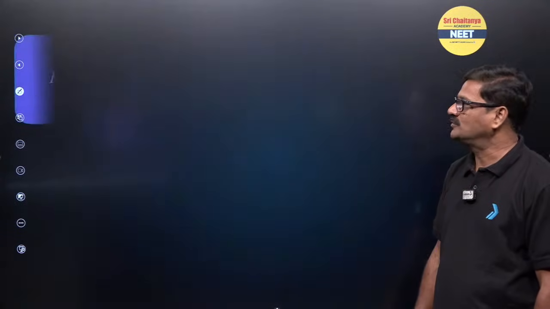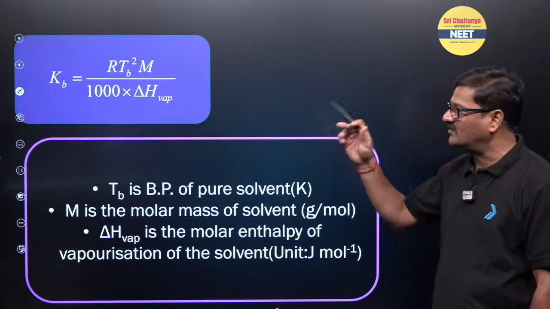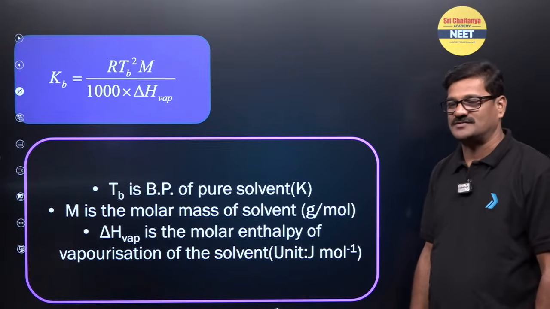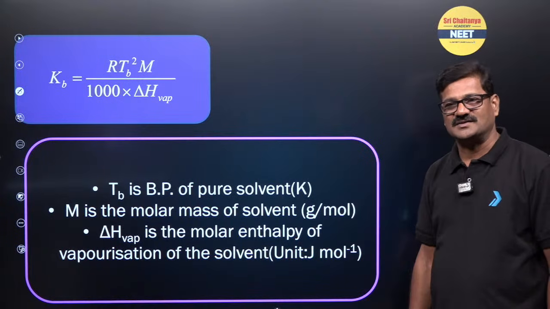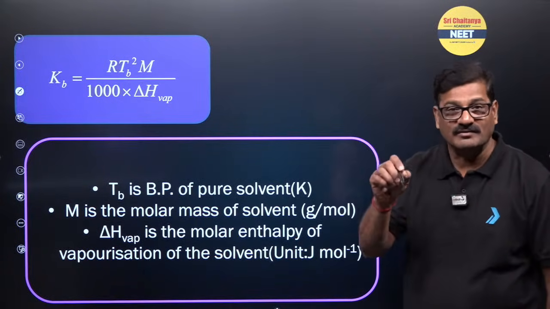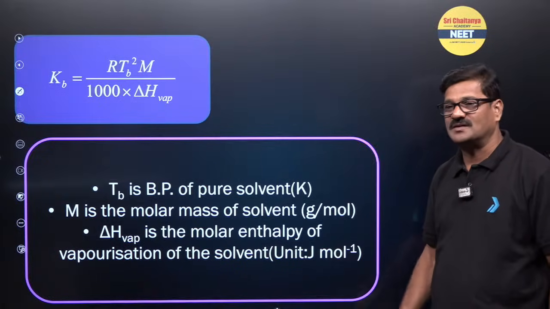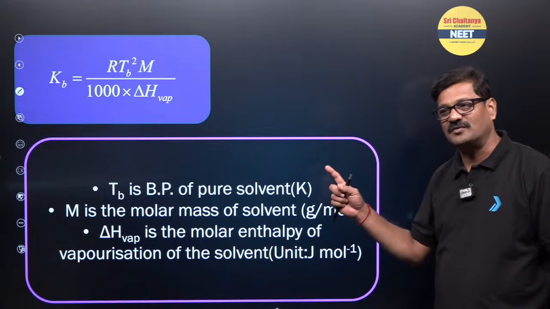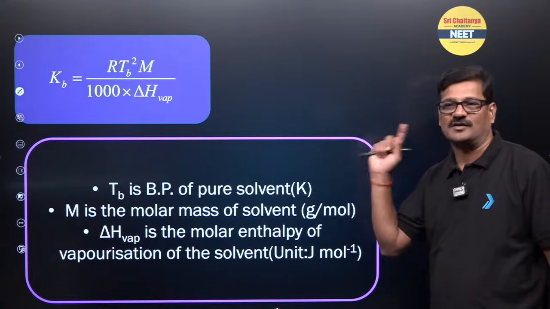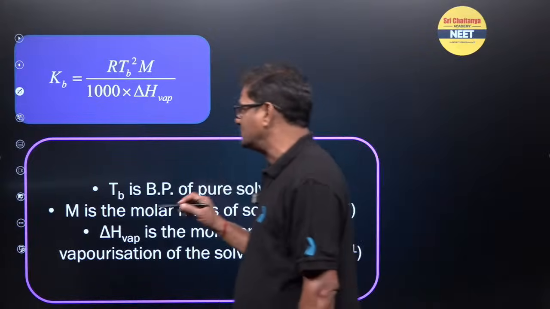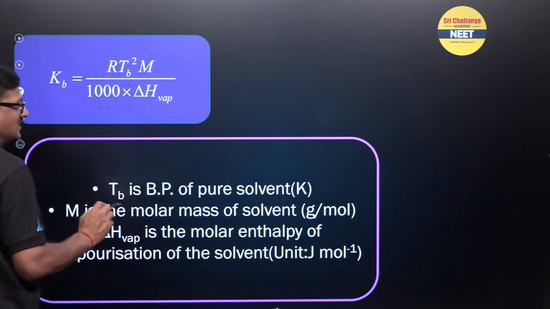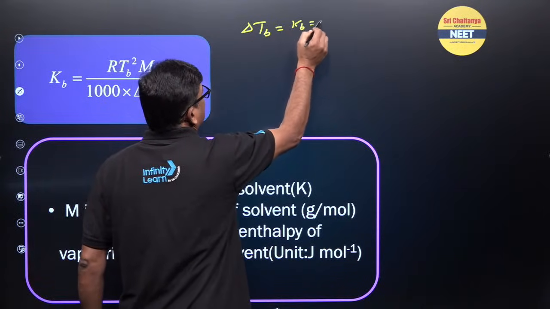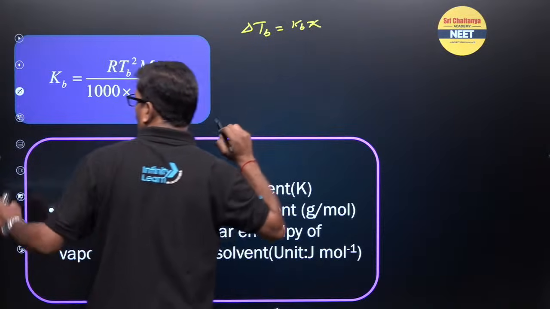Right. So now let's see. Kb is thermodynamically determined as R Tb squared M divided by delta H into 1000. R is the gas constant, Tb is the boiling point of the solvent, M is the molecular mass of the solvent, and delta H is the enthalpy of evaporation of this particular solvent. And this is the definition: delta Tb is equal to Kb into molality.